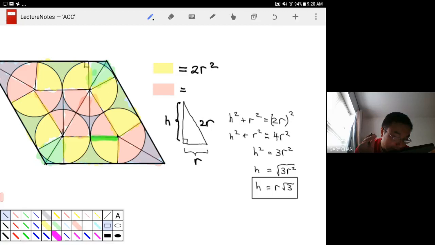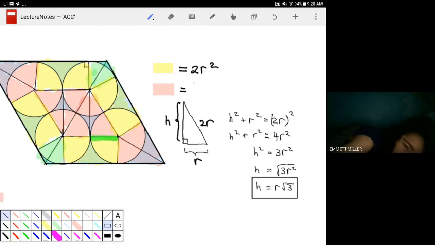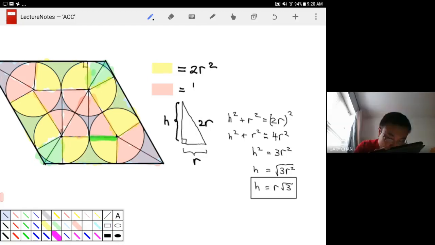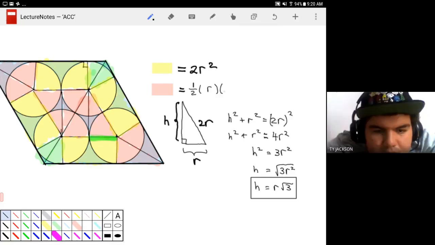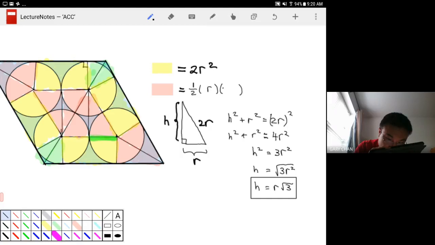How do I find the area of a triangle, of a pink triangle? It's 1/2 base times height. What's the length of the base one more time? R. And then times r radical 3.